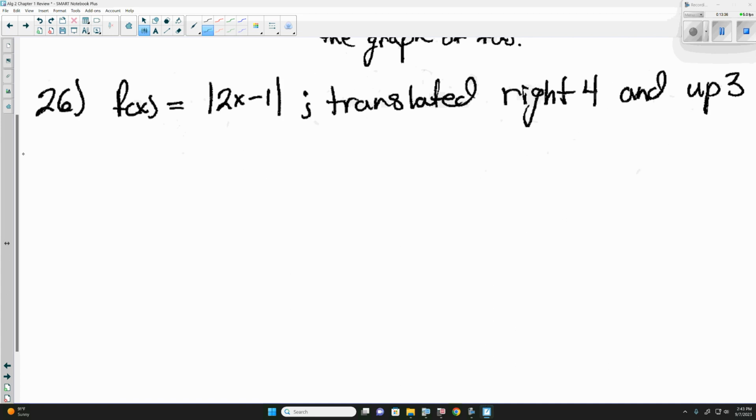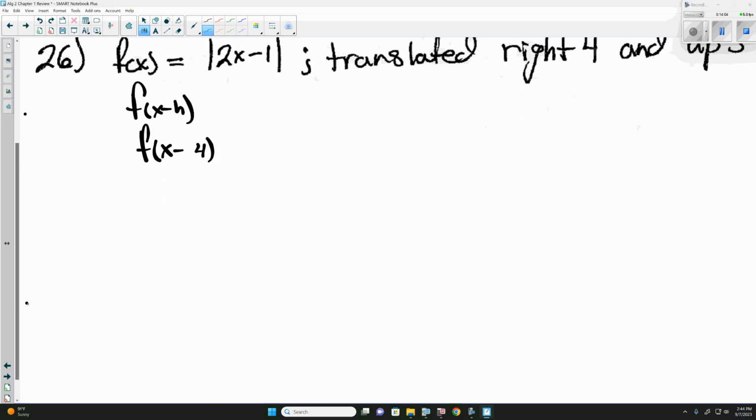Translation, right 4 and up 3. So the first thing we are going to do is the right 4. So it's our f of x minus h. Now the value of h is our movement, so it's right 4. And would the 4 be positive or negative? Positive because it's moving right, but in the function it will be x minus 4. That's just the form it's in.